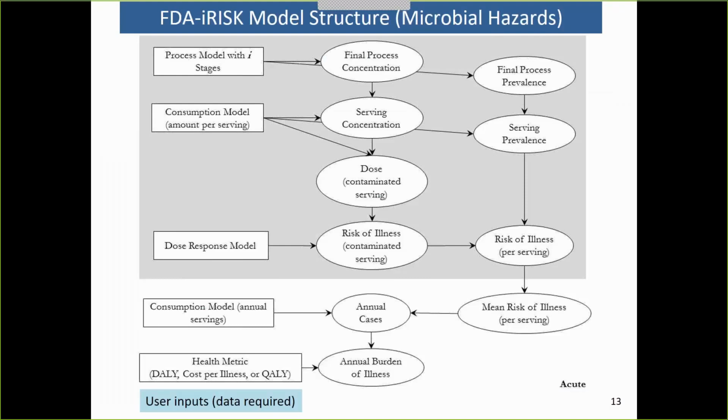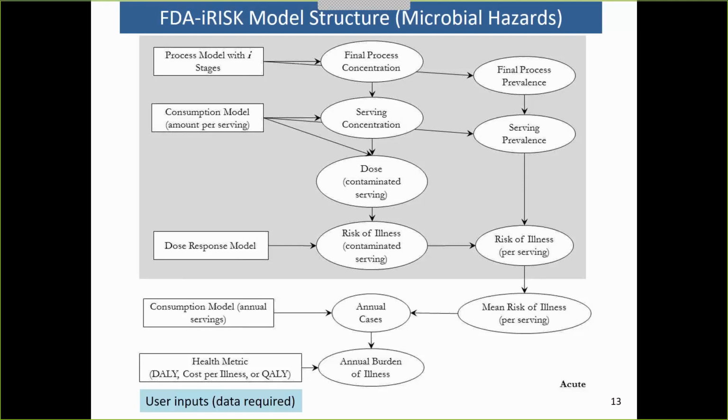This is the model structure for microbial hazard. What we see here, the square boxes represent user inputs. The circular nodes are model outputs. To estimate annual cases, the user needs to provide quantitative data for the process model, consumption, dose response, and a common health metric, which iRISK uses to translate the cases into burden of illness.